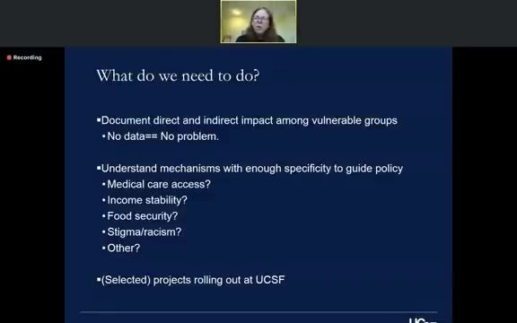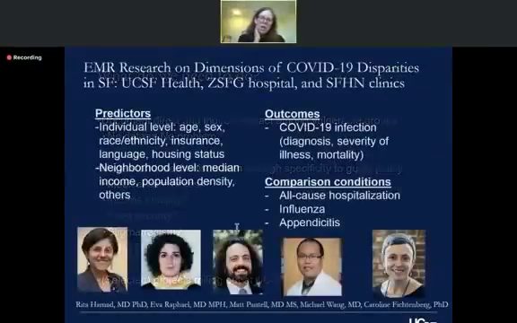I want to turn now briefly to talk about some of the projects rolling out at UCSF that are going to be exploring or trying to address health disparities related to COVID. And this is just a sampling. I could not get through everything, so I'll go quickly, and I apologize in advance for the things that I've missed. Next slide. First, I want to mention work led by Dr.